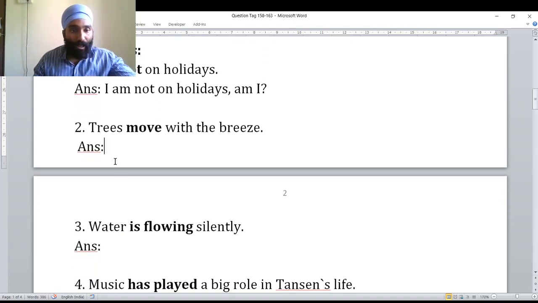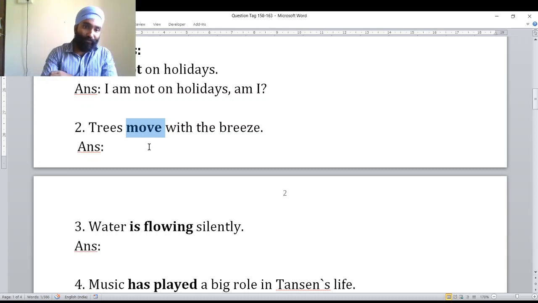In the second sentence, a different type is there. Let us see. Trees move with breeze. Here I have made bold this main verb move, because move is showing tense in this sentence. Trees move with breeze. This statement is in which tense? Can you identify? This statement is in simple present tense. So to represent simple present tense, we use do, does helping verbs.